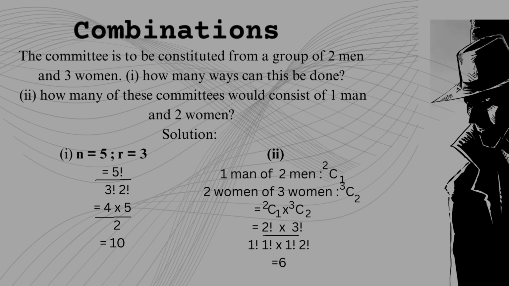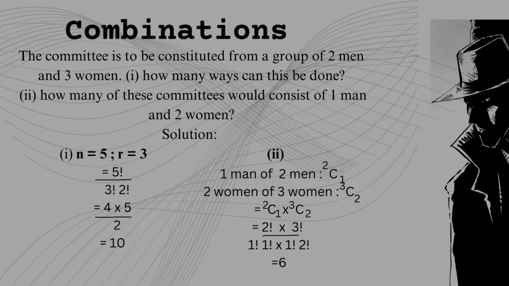After the case is over, the detectives have decided to make a committee of 3 people to be posted near the Rosebee's residency as a precaution for the next 1 week. This committee is to be constituted from a group of 2 men and 3 women. In how many ways can this be done? How many of these committees would consist of 1 man and 2 women? Here, order does not matter. Therefore, we need to count combinations.